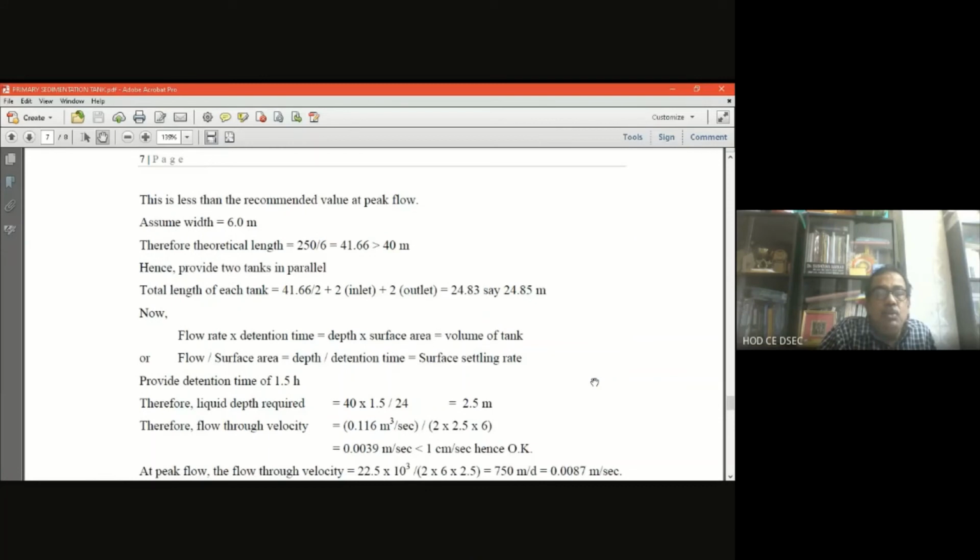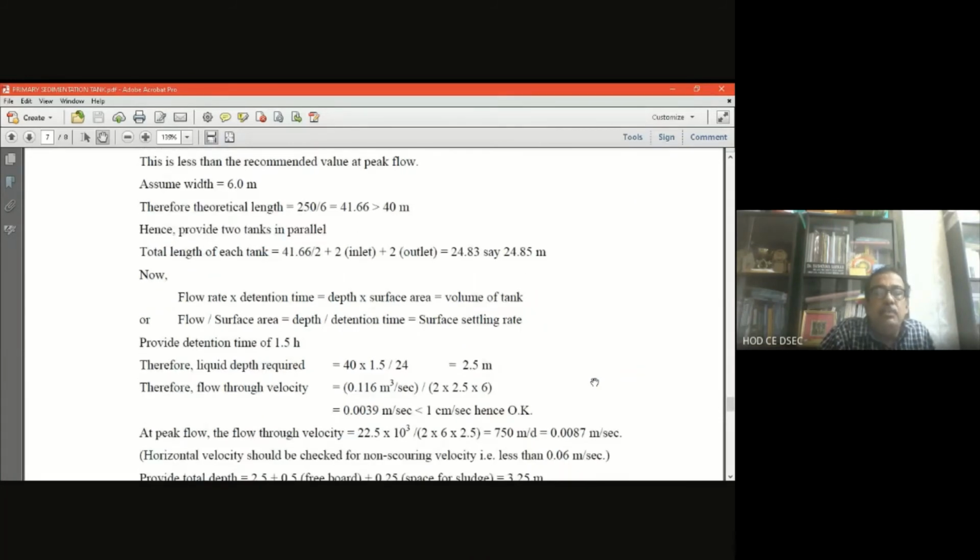Now a very good concept I am going to tell you: flow rate into detention time is the volume, because flow rate is meter cube per time, and into time gives meter cube, the volume. That means detention time is the time required to fill the tank, so it gives the total volume of the tank. Again, depth into surface area is also the volume, because the geometrical shape is surface area into depth; three sides multiplied give you the volume. So flow rate into detention time is nothing but depth into surface area, because these all equate to the volume of the tank.